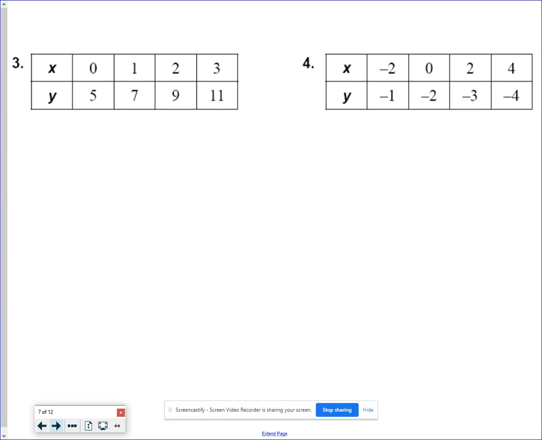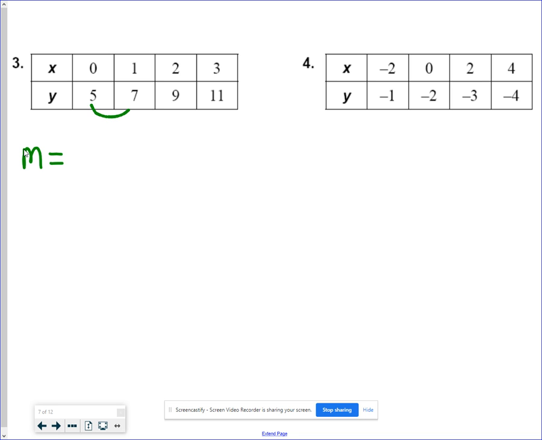Here are more tables. I don't like tables that go sideways as much as when they go up and down, just because I find students make mistakes with these kinds of problems. So I just want to make sure you're aware that when we're finding our slope, remember it's always the change in y over the change in x.